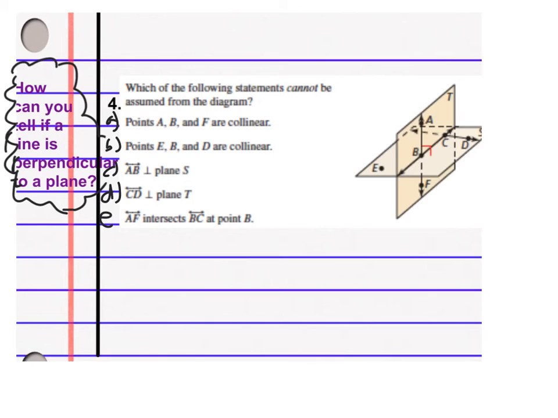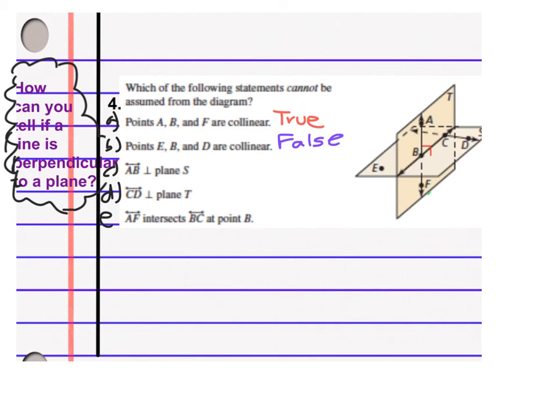So part A, points A, B, and F are collinear. So let's find those points. Here's A, here's B, here's F. Those are collinear. They are on the same line. So I'm going to go ahead and say true. Okay, then I'm going to erase that so I can see my diagram. Part B, points E, B, and D. So let's find those. E, B, and D are collinear. That is false. None of them are on the same line. So false.